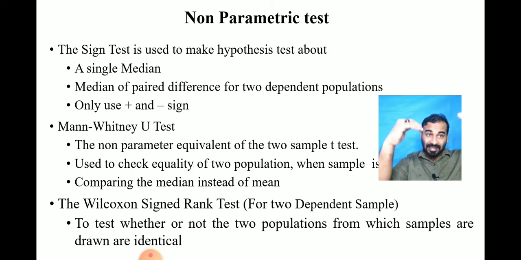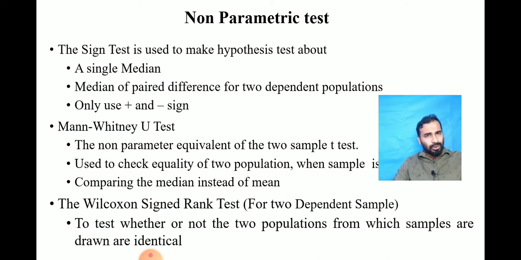Okay, so earlier in Z and t what we have done, we have hypothesized about the population mean. Suppose you are hypothesizing about the population median, then we have to use sign test. For the mean of the pair differences we use t test. But if you want to use median of the paired differences, then we have to use the sign test. And why are we calling it a sign test? Because in sign test we are using only plus or minus sign.